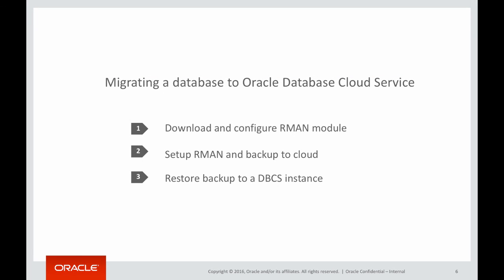So as you just saw, we migrated an Oracle 11G database from an on-premise data center to Oracle's public cloud in 3 steps. We first downloaded and configured an RMAN module on our source system. We then set up RMAN and fired up a backup to the Oracle storage cloud. And then finally, we went to our cloud account and restored that backup to create a DBCS instance.